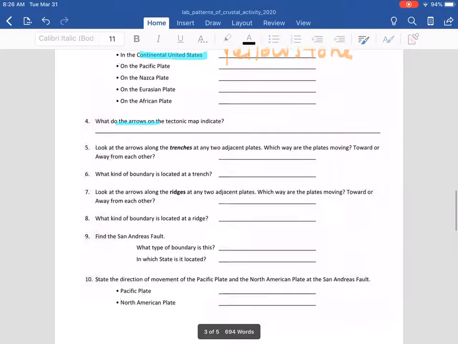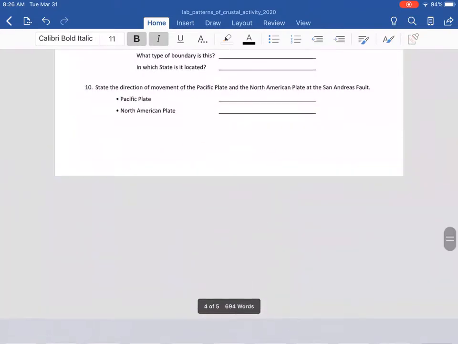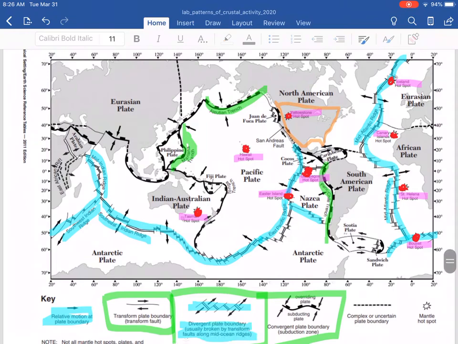So case in point, if we were to go to the trenches, the arrows at the trenches, all the trenches we did in green, you can look at those arrows, find that type of arrow on the key at the bottom, and you should be able to compartmentalize each of those various types.